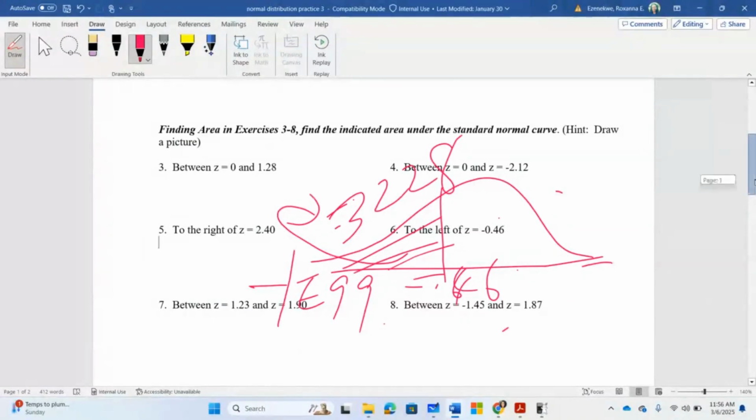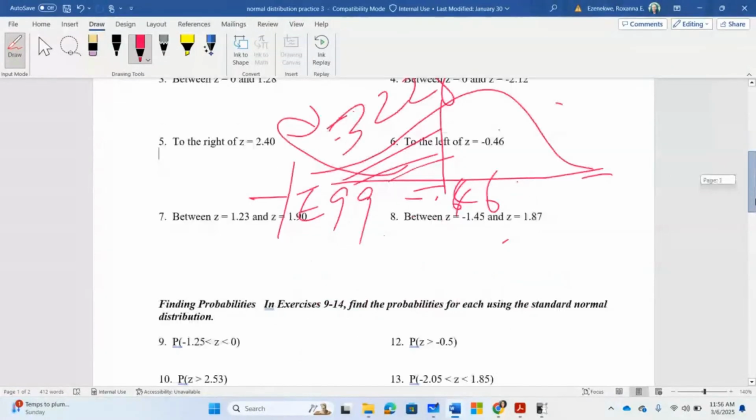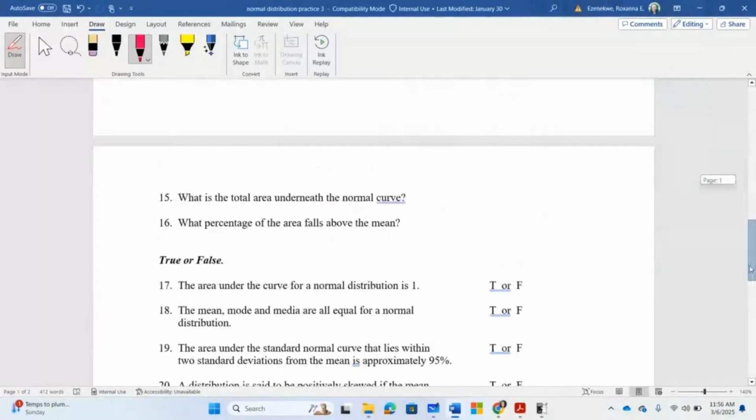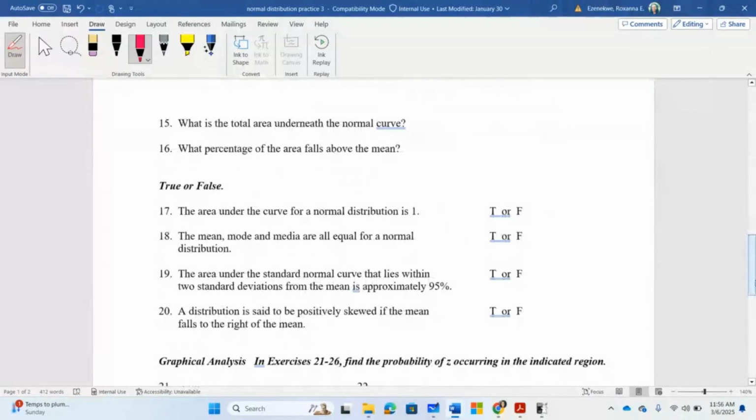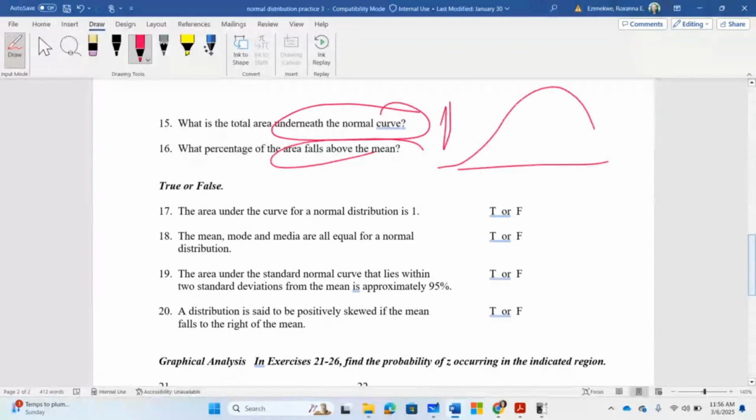Okay, so let's answer this question. What is the total area under the normal curve? Total area under that normal curve is 1. What percentage of area falls above the mean? If this is a normal curve and area is 1, then the mean divides the normal curve into 2 equal parts. Therefore, area to the right of mean is 0.5 or 1/2 or 50%.